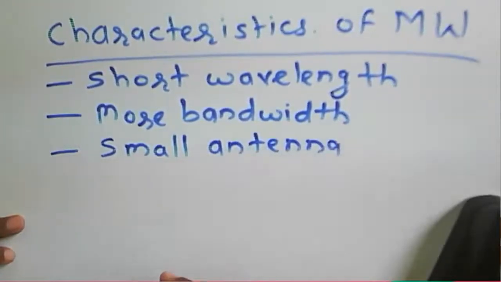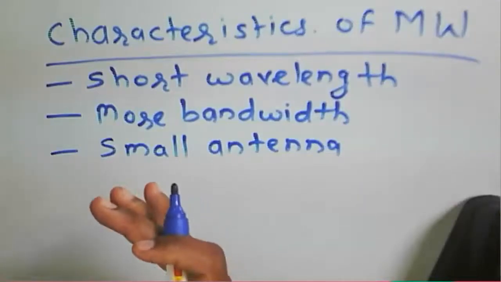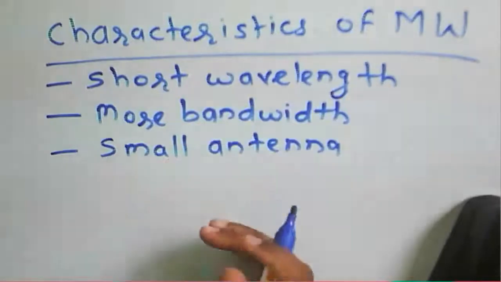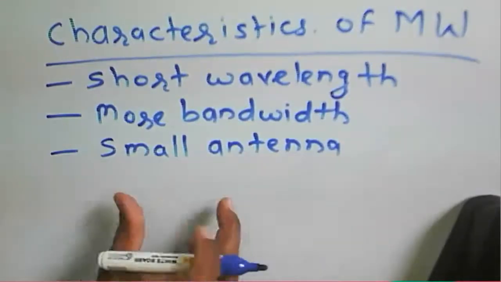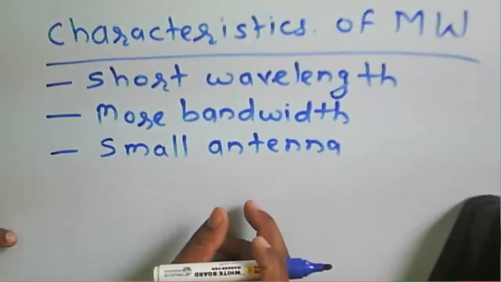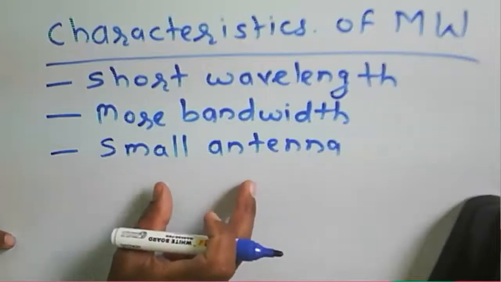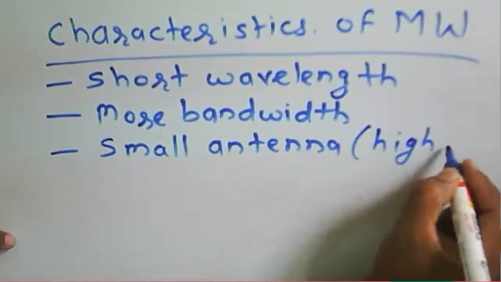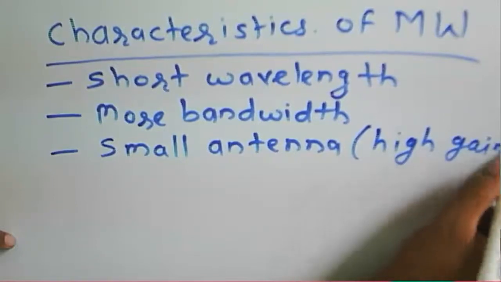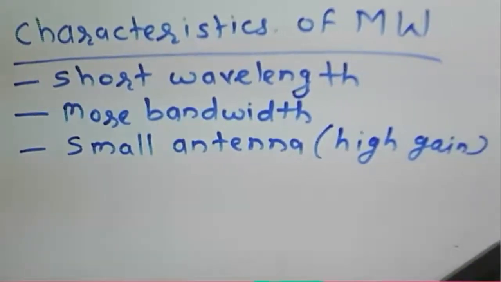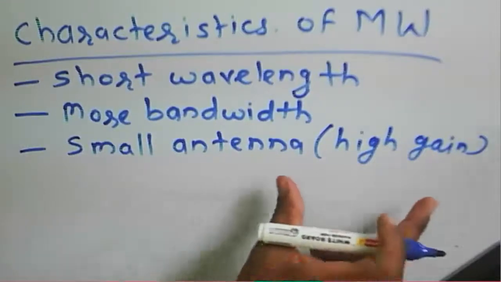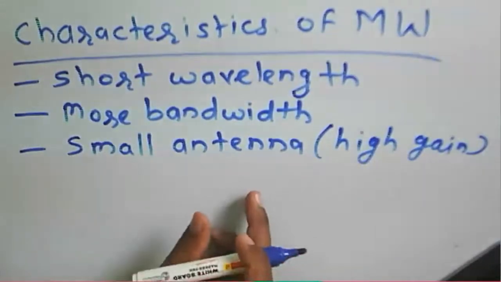Why is the antenna size small? Because the wavelength is small. That's why the antenna size is small. Even if the antenna is small, we are getting a high gain. Even if the antenna size is small, we will get a large gain.